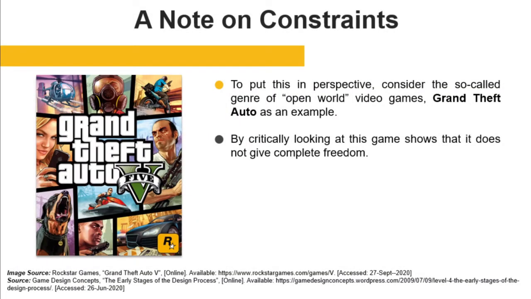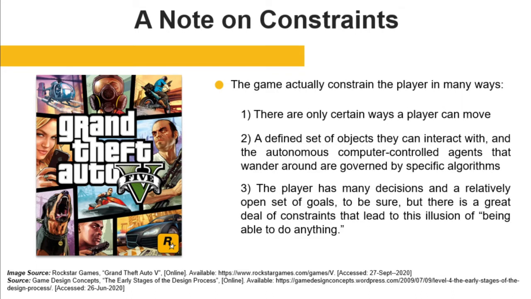To put this in perspective, consider the so-called genre of open-world video games, Grand Theft Auto, as an example. The typical player reaction is that these games let you do anything. They give complete freedom to the player, and that is why they are fun. But looking at this game critically shows that it does not give complete freedom, because of constraints, or something that will limit you from doing things which are not permitted in the game mechanics or rules. The game can actually constrain the players in many ways.